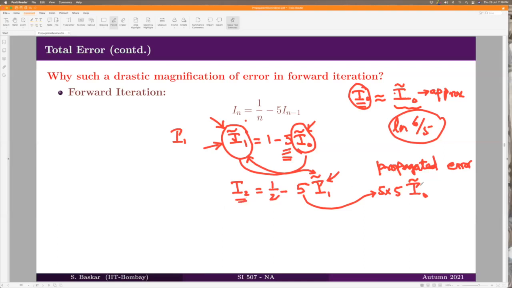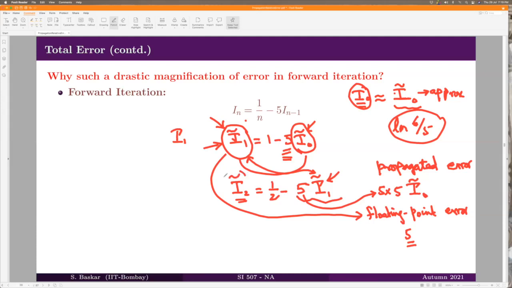Therefore the propagated error at the second level is actually multiplied 5 square times, whereas the floating point error, the error committed while it was computing I1, which is a new error made in that step, is multiplied by 5 times. So the total error is going to sit here, and that will come into I2, and then I2 will further be approximated. It's FL of whatever you compute.